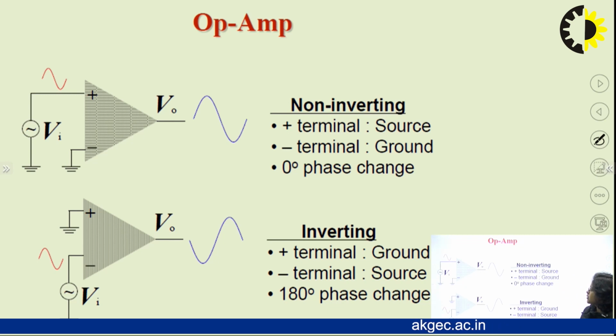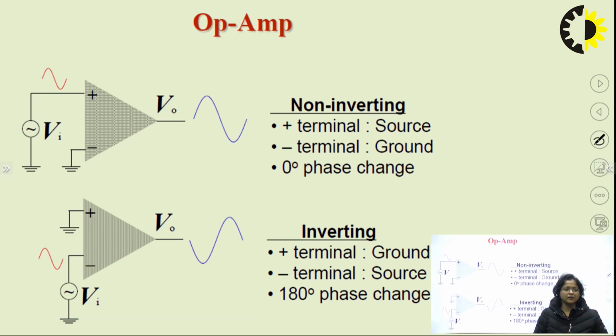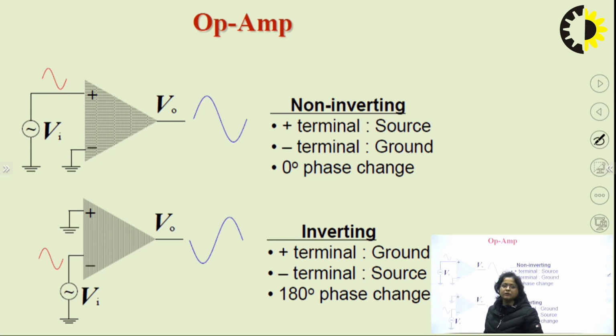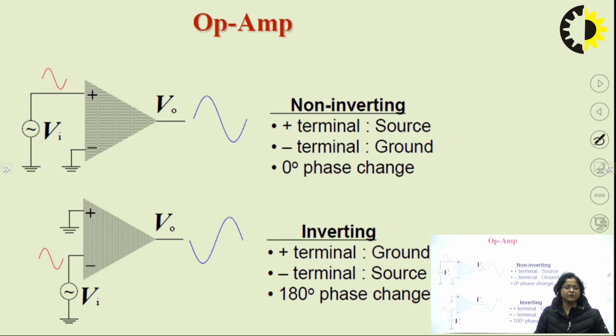As we can see, this IC consists of two input terminals. If we ground the negative terminal and apply the input at the positive terminal, since this IC simply amplifies the input, the output will be in the same phase with respect to input. So if the negative terminal is grounded and the input is applied at the positive terminal, there is no difference, or 0° phase change, between input and output.